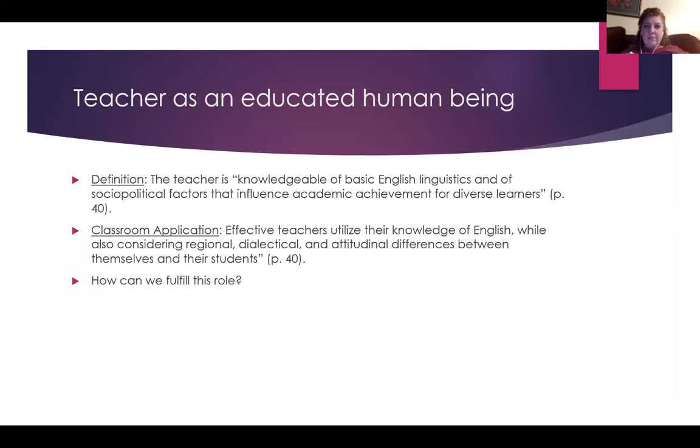Lavedens includes Schulman's adaptation of Model for Teacher Understanding by Walke to show the imperative roles taken by accomplished teachers in SLA. In this model, the teacher as an educated human being is defined as knowledgeable of basic English linguistics and of socio-political factors that influence academic achievement for diverse learners. In the classroom, we can see this applied. Effective teachers utilize their knowledge of English while also considering regional, dialectical, and attitudinal differences between themselves and their students. Both the definition and classroom application definitions are located on page 40 of the CAT Journal.